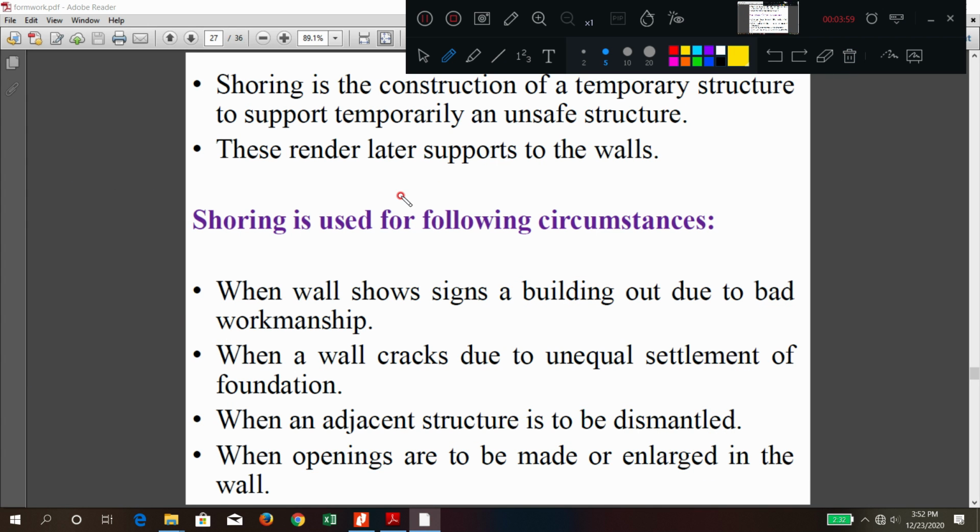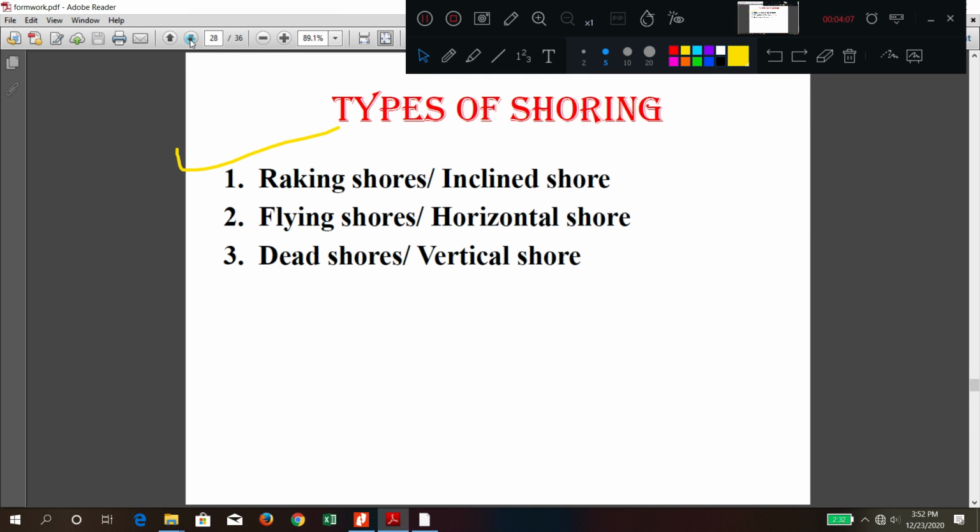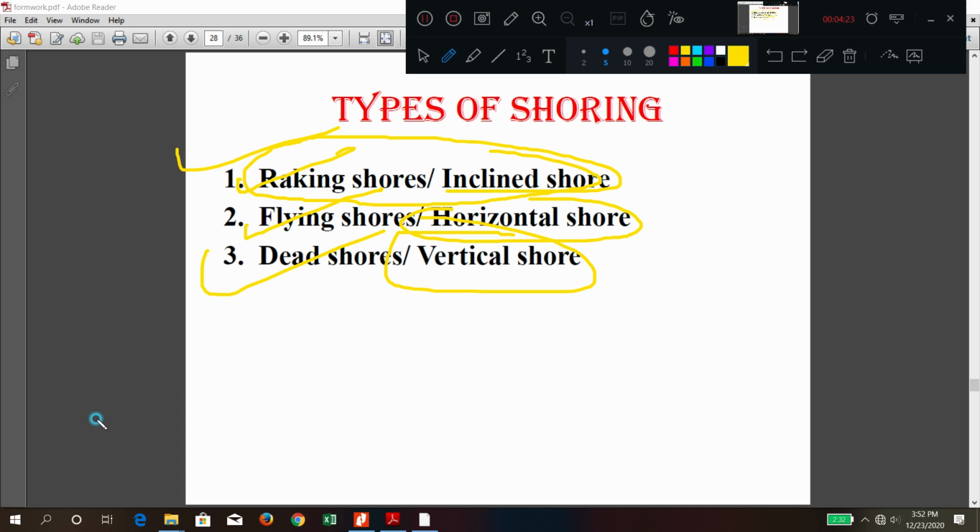Try to understand in simple words. Shoring is a temporary structure which supports an unsafe structure. That's all. There are three types. One is inclined shores, or racking shores. Horizontal shores are called flying shores. Vertical shores are called dead shores.